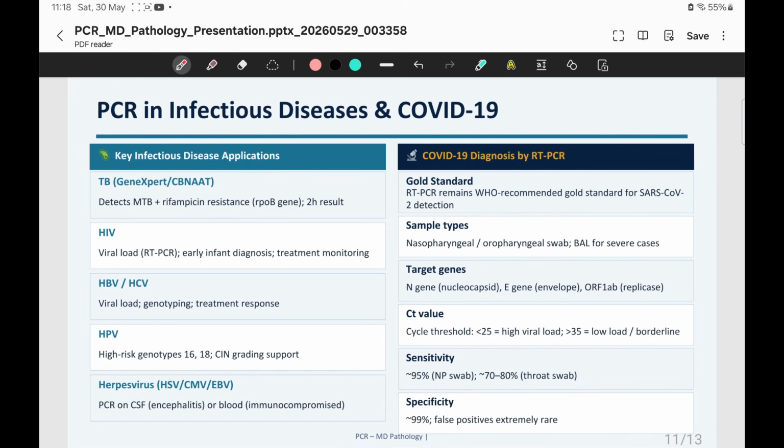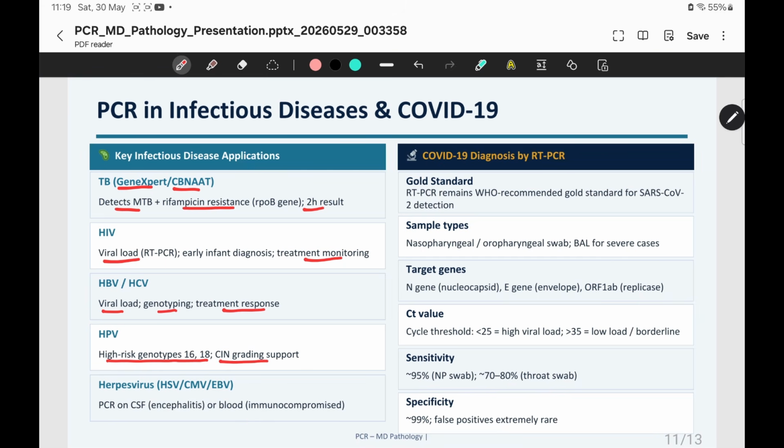Now the PCR in infectious diseases and COVID-19. In infectious diseases diagnosis, we know that GeneXpert and CBNAAT is based on the principle of PCR, and it helps in detection of Mycobacterium tuberculosis, and rifampicin resistance can also be detected, and it gives result in just 2 hours. For HIV, the viral load can be detected and it helps in treatment monitoring. For HBV/HCV, viral load, genotyping and treatment response is assessed. In case of HPV, high risk genotype 16-18 can be detected, and CIN grading can also be done.